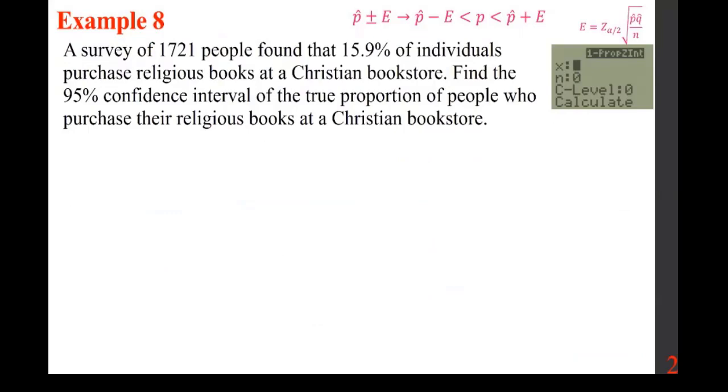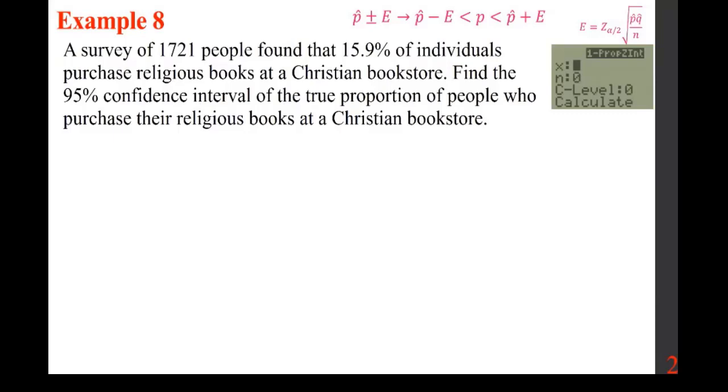Let's look at the last question of the section. A survey of 1,721 people found that 15.9% of individuals purchased religious books at a Christian bookstore. Find the 95% confidence interval of the true proportion of people who purchase their religious books at a Christian bookstore.